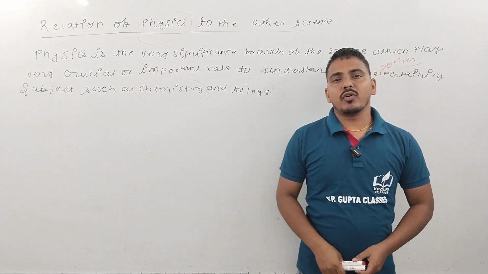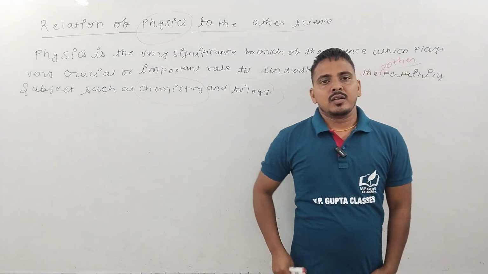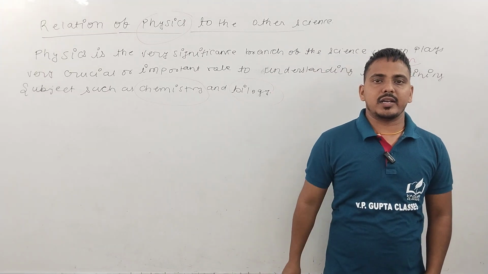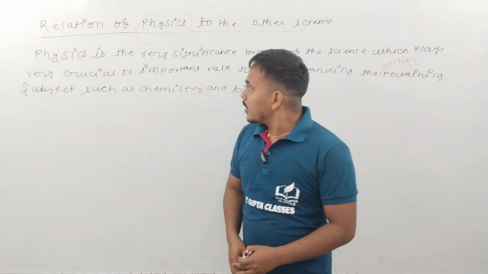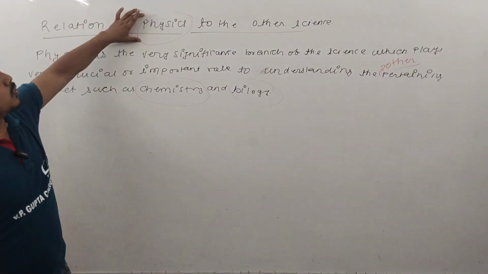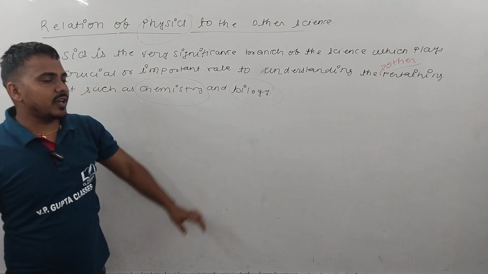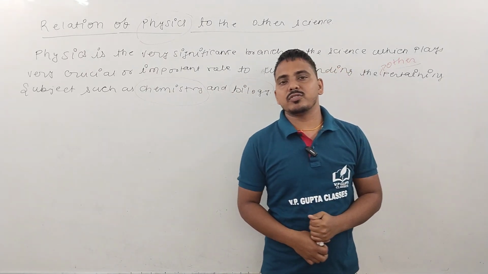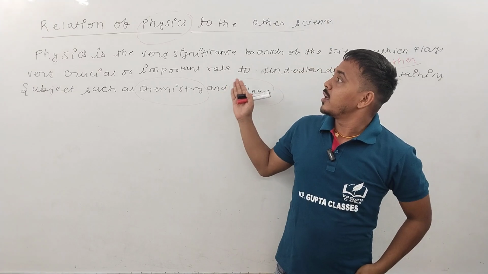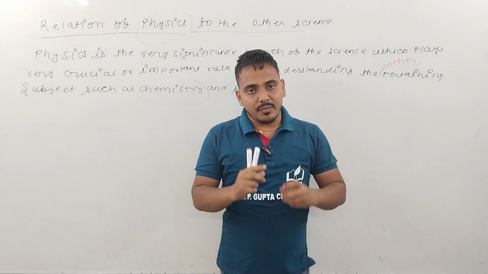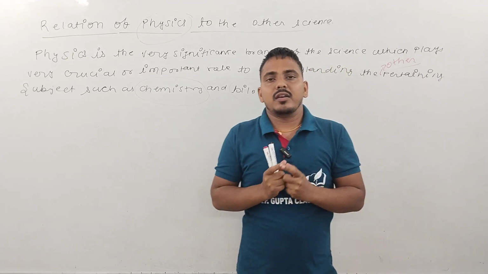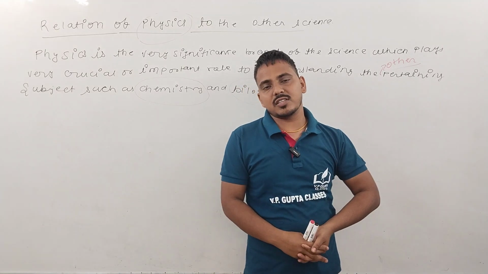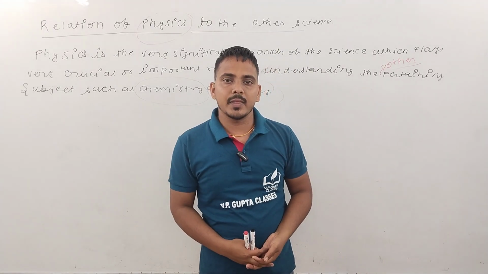First of all, I will explain the relation of mathematics with physics, or physics in relation to mathematics. If we use physics in chemistry and biology, we can easily understand those subjects, and it also explains the nature and laws of nature in a very easy way. So we can say that physics is a very significant branch of the science.